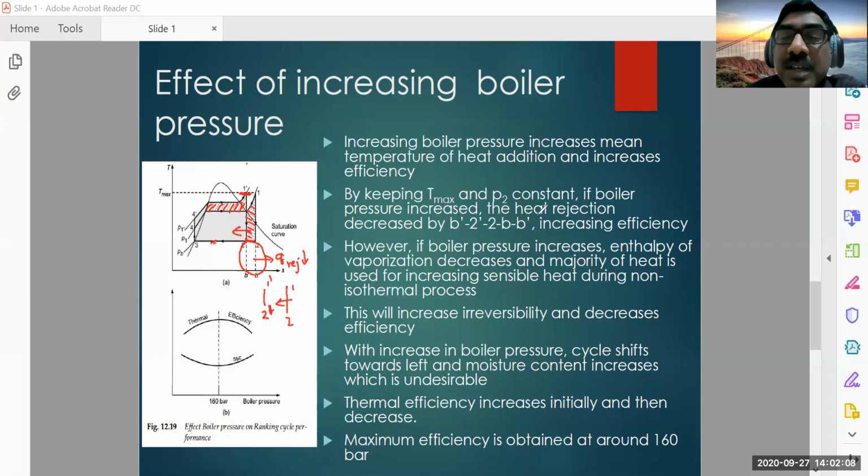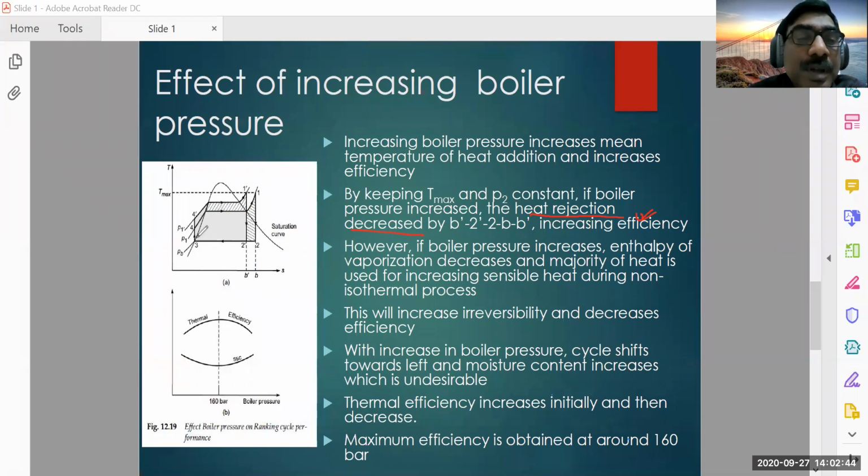So because of the decrease in the heat rejection, the efficiency will increase. However, if the boiler pressure increases, the enthalpy of vaporization decreases, and the majority of heat is used for increasing the sensible heat during the non-isothermal process. I told you one important thing, there are always some side effects. What are the side effects of this particular aspect you have to see? First thing, I think you understood. I'm just repeating once again.